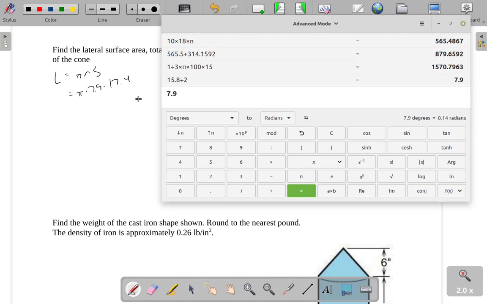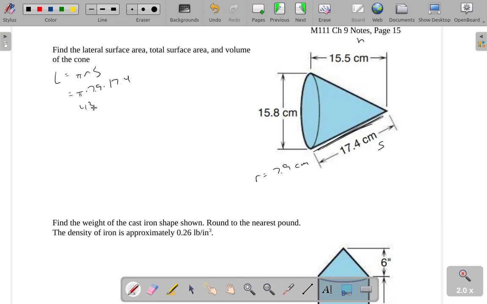So pi times 7.9 times 17.4 gives me 431.84. Given that everything here is rounded to 3 significant digits, I think it's reasonable to round this one to 3 significant digits. Call it 432 square centimeters.